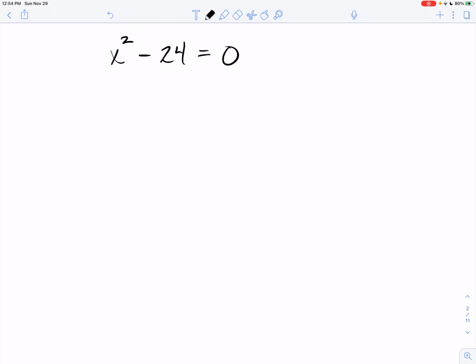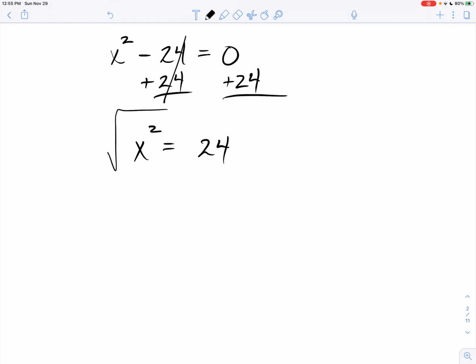So on this one, let's just go right to it. We go, hey, get out of here, 24. Go over to the other side. So I end up with x squared equals 24, and then ready, okay, let's cheerlead. We'll root. We get x equals plus or minus.